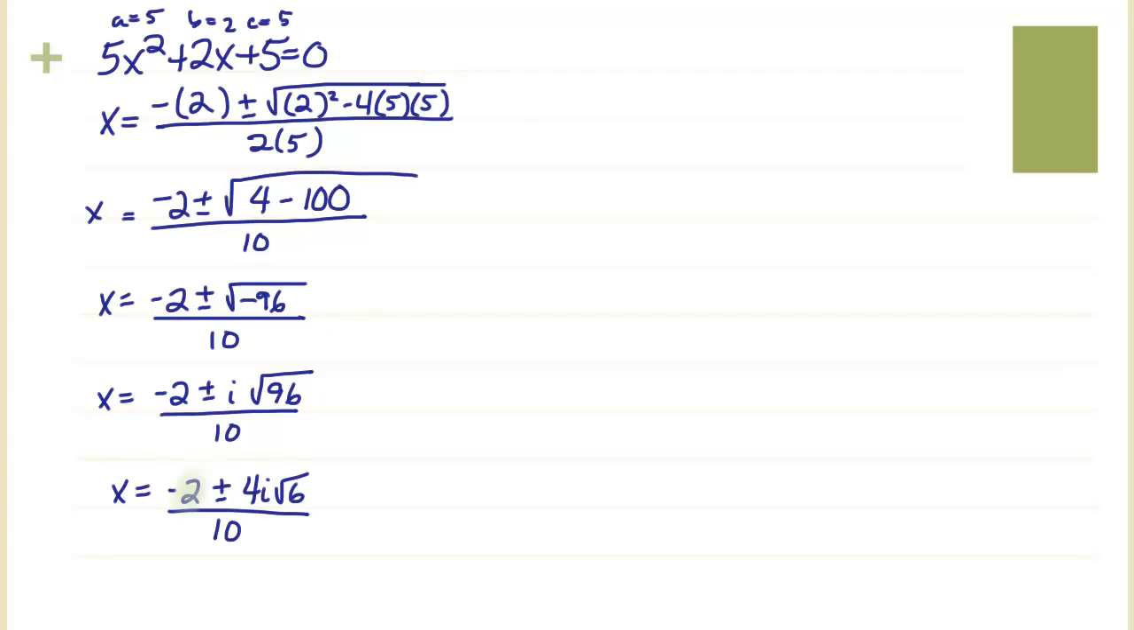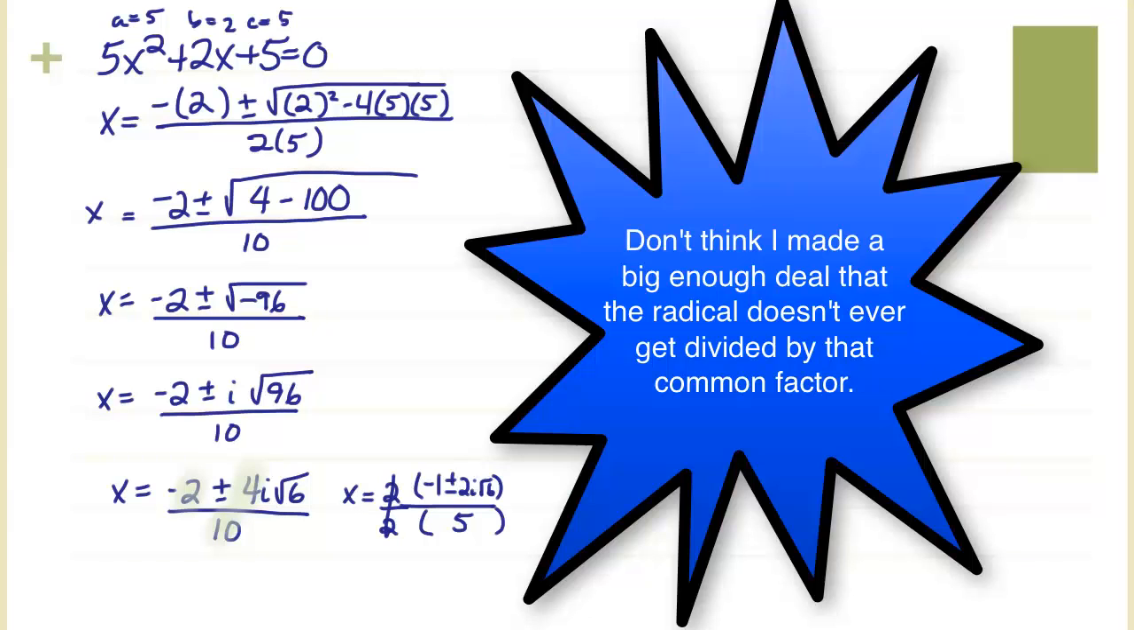Now this time again, this and this and this have something in common. So I can simplify, dividing a 2 out of everything. So I end up with negative 1 plus or minus 2i root 6 over 5, because those guys cross out. So I'll just write it one last time real big. Negative 1 plus or minus 2i root 6 over 5.